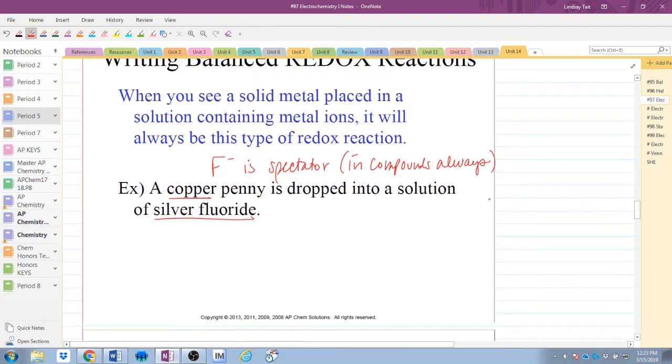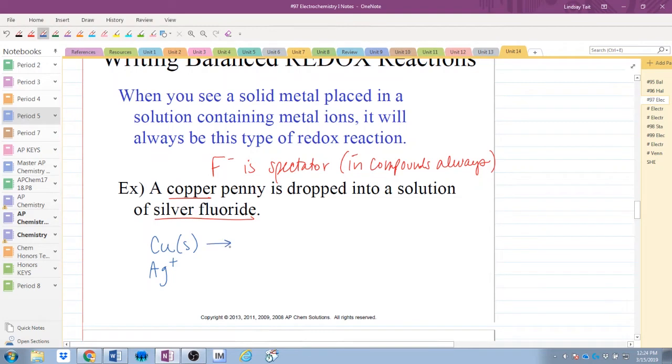So our job then is just writing these half reactions. Here we go. I'm going to start with solid copper. Solid copper is one of our reactants, and then aqueous silver is our other reactant.